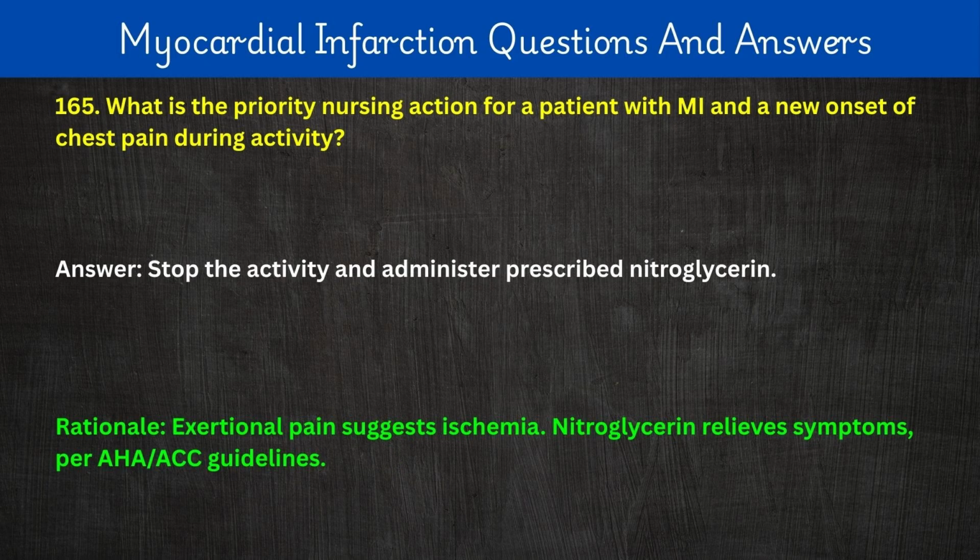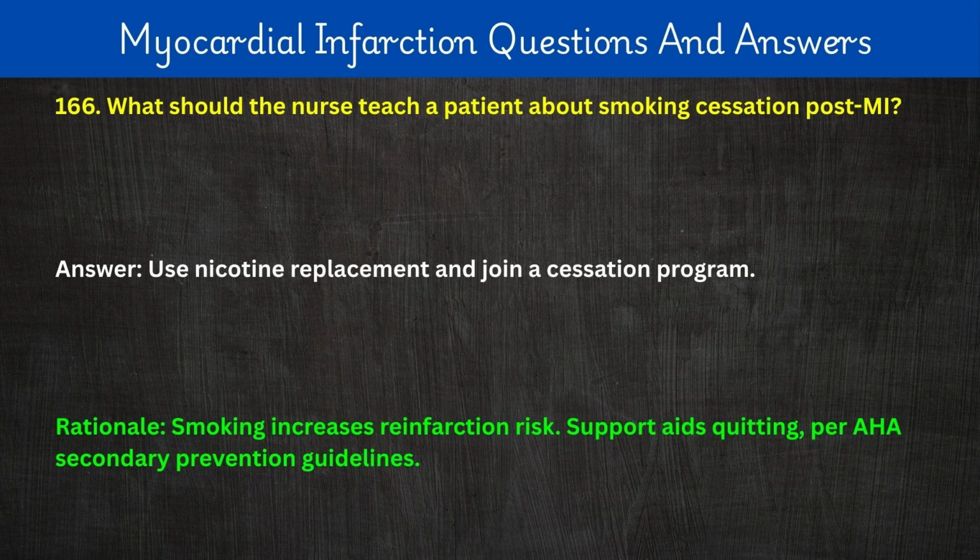165. What is the priority nursing action for a patient with MI and a new onset of chest pain during activity? Answer: stop the activity and administer prescribed nitroglycerin. Rationale: exertional pain suggests ischemia. Nitroglycerin relieves symptoms, per AHA/ACC guidelines.